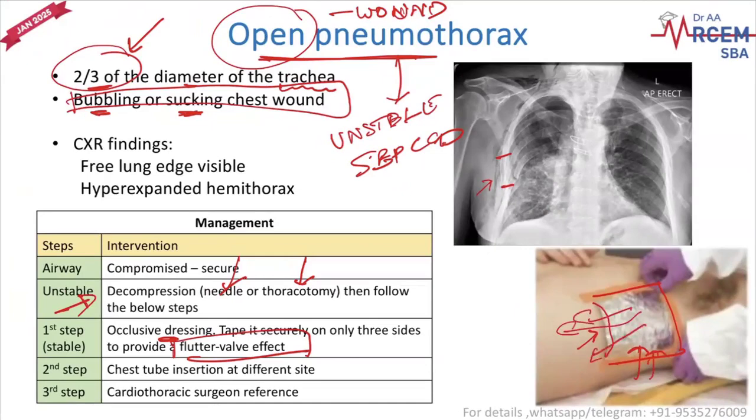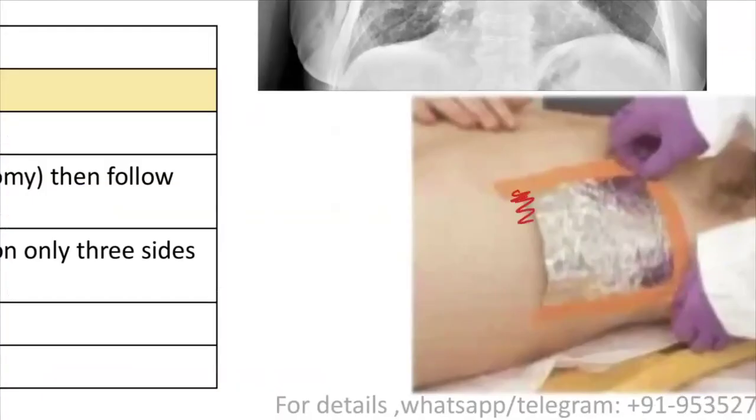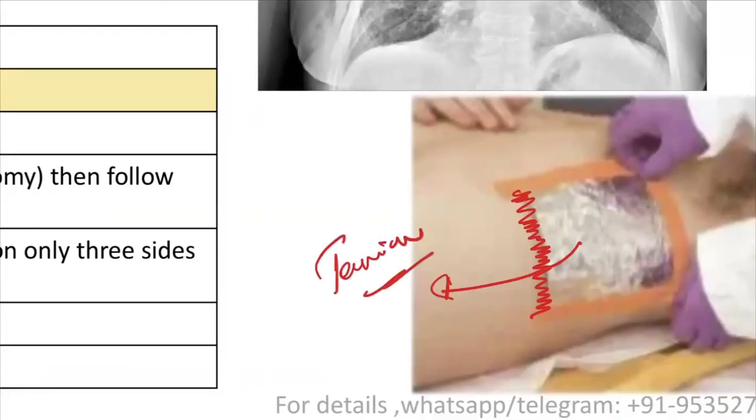Never do a four-way dressing. Four-way dressing is a four-way occlusive dressing. If you occlude this side also, what will happen? If you occlude this side also, there is no way the air can escape. And a simple open pneumothorax, you might end up converting into a tension pneumothorax. So you need to be doubly careful.